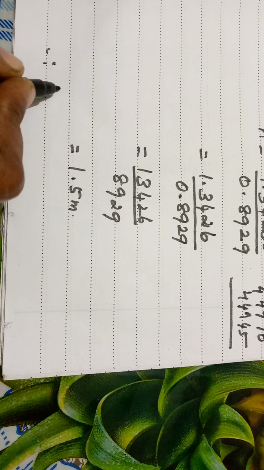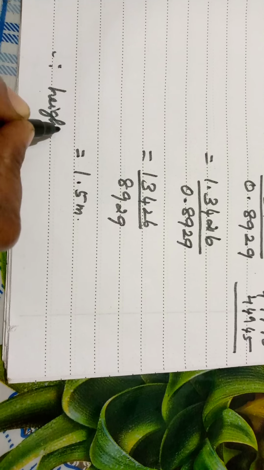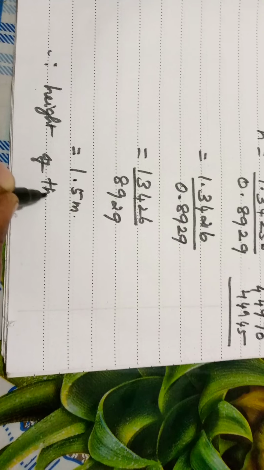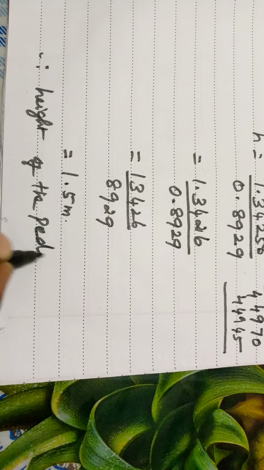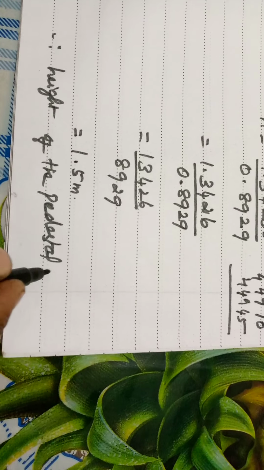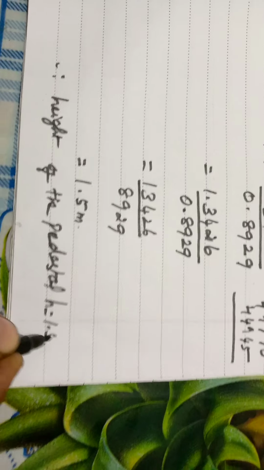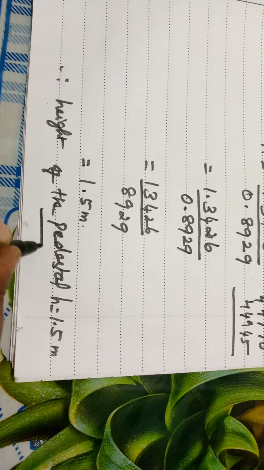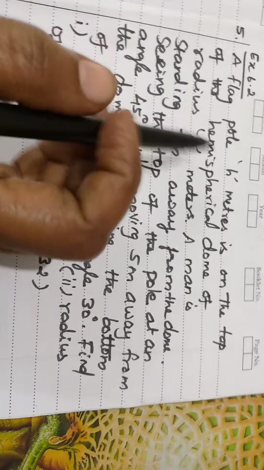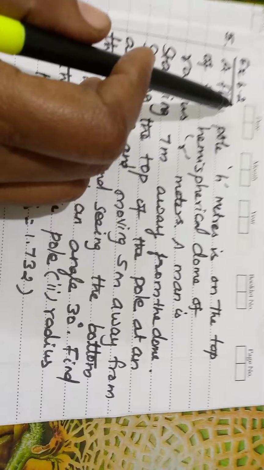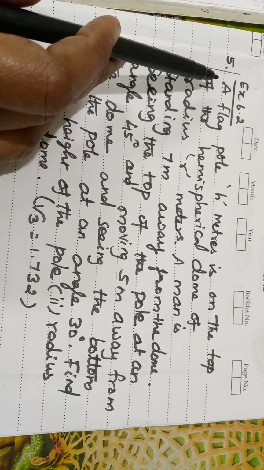Therefore, height of the pedestal is equal to 1.5 meter. Okay, understand students? Next, let's write the exercise 6.2, question number 5.